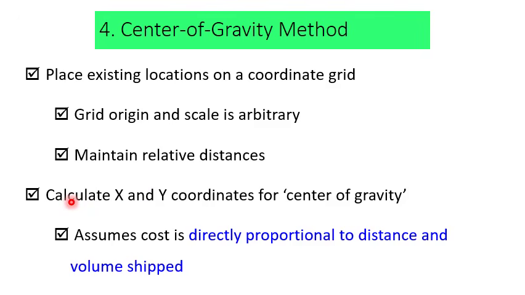And next, calculate the X and Y coordinates for the center of gravity. Assume the cost is directly proportional to the distance. This is the main assumption. As the distance increases, the cost increases, and as the volume shipped increases, the cost increases. So both distance and volume shipped increase costs.